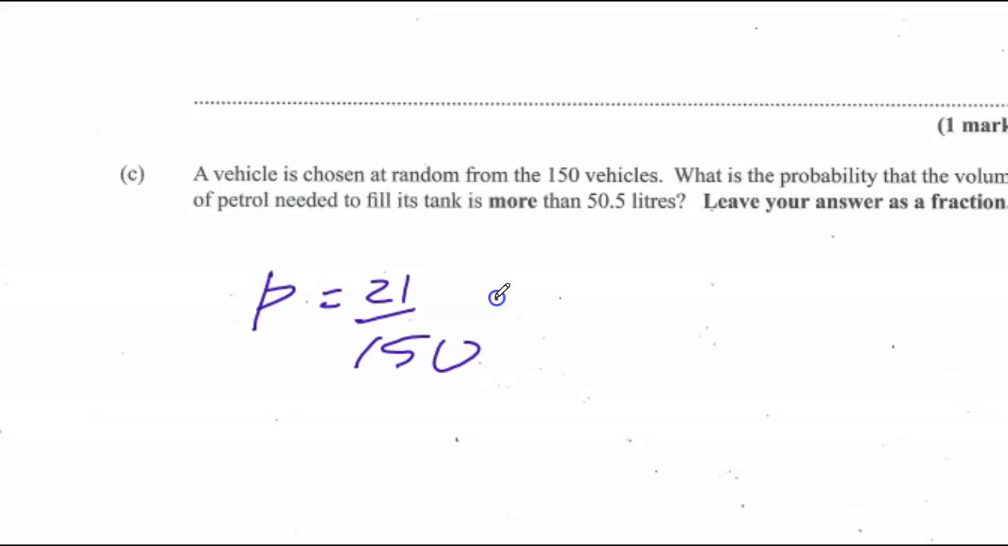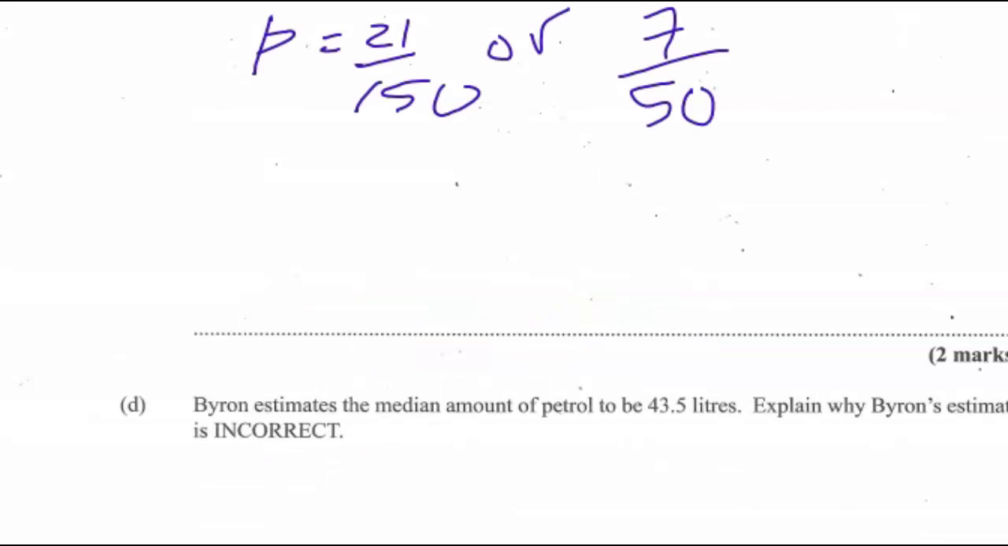Of course, you can reduce it. You can divide by 3, and you get 7 over 50. Either of those values, these fractions are equivalent, so either of these can work. Next, Byron estimates the median amount of petrol to be 43.5 liters. Explain why Byron's estimate is incorrect.